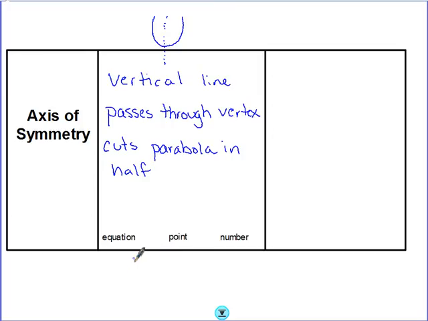Alright, because the axis of symmetry is a line, it is an equation. So when you're writing answers, your answers need to be an equation, and it's in the form of x equals, because x equals is a vertical line. Now the axis of symmetry goes through the vertex, so guess how we're going to find the axis of symmetry? x equals negative b over 2a. And then whatever number you get, that will be your answer for the axis of symmetry.